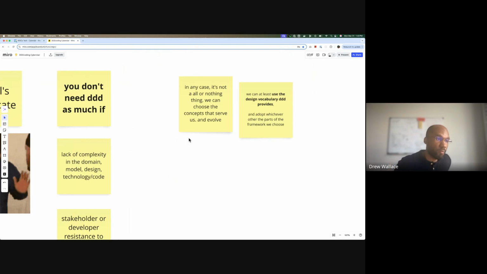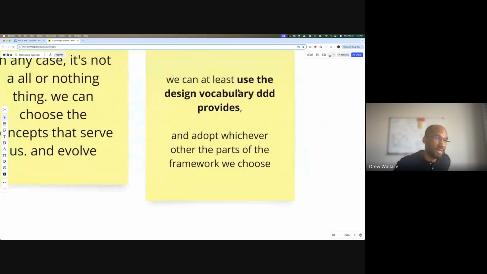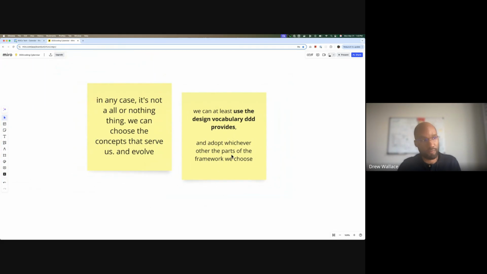DDD, like the whole bag of tricks, but we can choose the concepts that serve us and evolve from there. We don't have to throw the baby out with the bathwater. We can at least use the design vocabulary that we're going over, and then adopt whichever other parts we want to use. It's not all or nothing.